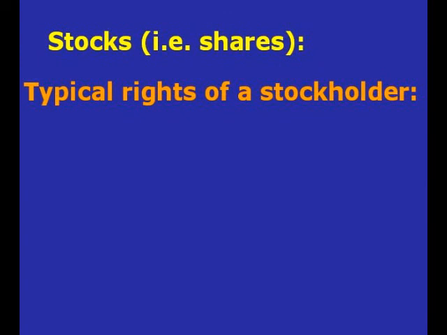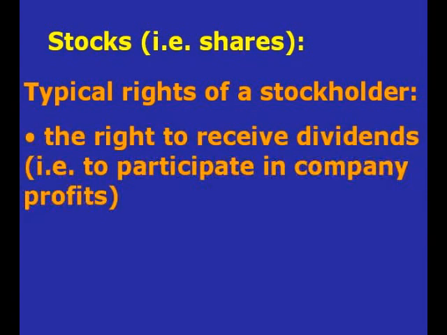Now, the question arises as to what the advantages for the buyers of the shares are. And generally speaking, there's three traditional rights that a stockholder or shareholder has. First, and usually most important to the shareholder, he or she has the right to receive dividends. Now, dividends are a portion of the company's annual profits that are then distributed to the shareholders, usually as a percentage of the share value that the shareholder has. So that's the first right, the right to receive dividends.